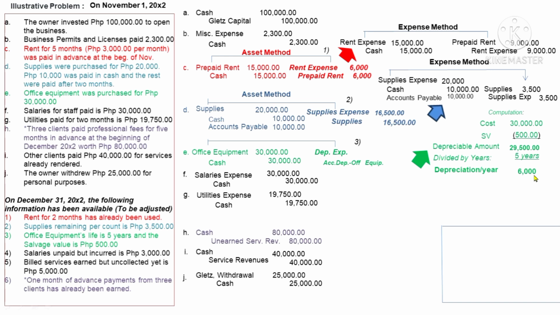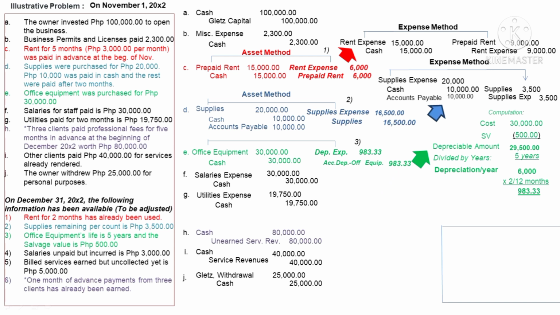But since the office equipment has only been used for 2 months, you are going to multiply that with a fraction, which is 2 months over 12 months, and there you go, you're going to get the amount 983.33, the depreciation expense for 2 months. You need to use that in this entry. So debit depreciation expense 983.33 and credit accumulated depreciation, office equipment, of the same amount.